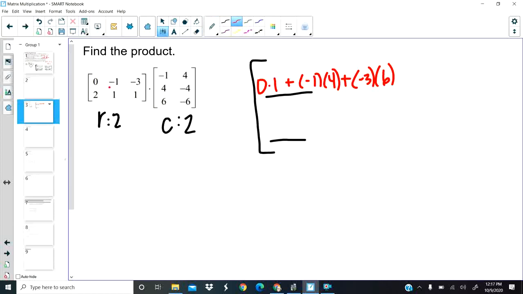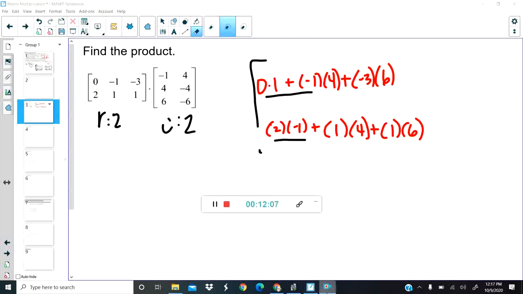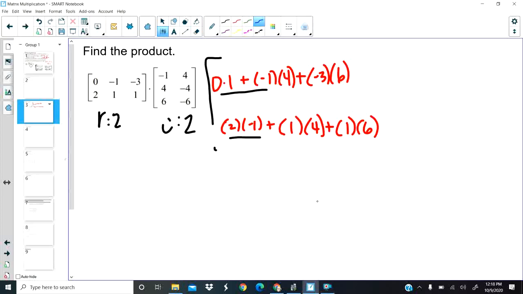And then I'm going to go ahead and do row 2, column 1. So that'll give me this one here. So for row 2, column 1, I need 2 times -1 plus 1 times 4 plus 1 times 6. So I was multiplying my first term in my row times my first term in my column, my second term in my row times my second term in my column, and so on. Okay, so I moved everything over so I'd have more room to write.